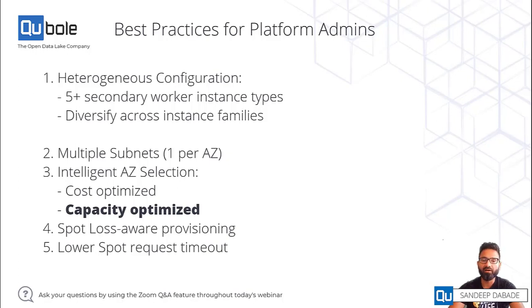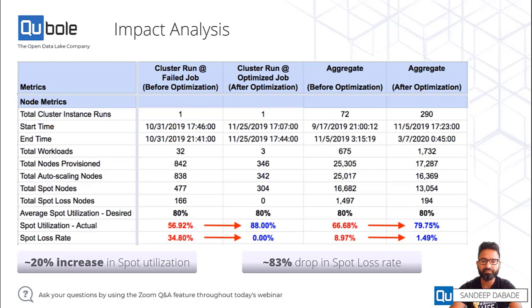Now let's take a look at the impact that these recommendations had on our customers' cluster. First two data columns represent immediate impact, and last two data columns show the impact over a longer period of time. As you can see, the spot utilization improved significantly from 56% before the cluster was optimized to 88%, and spot loss rate was 34% before the optimization, and it went down to 0 after optimization.